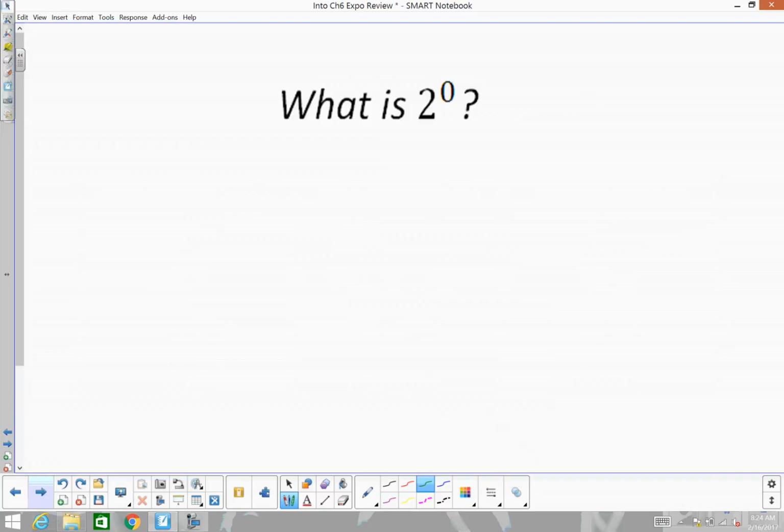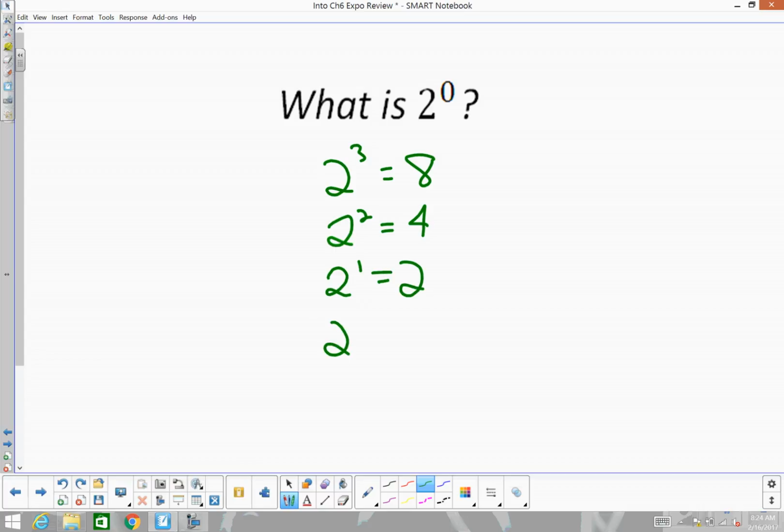Okay, awesome. So now, what if I have a 0 power? What is 2 raised to the 0 power, or anything raised to the 0 power? Well, let's test this out. So if I have 2 cubed, what is 2 cubed? 2 cubed is actually 8, right? It's 2 times 2, which is 4 times 2, which is 8. What's 2 squared? 2 squared is 4, okay? 2 to the first power is 2. So then what is 2 to the 0 power? Well, let's see the pattern.